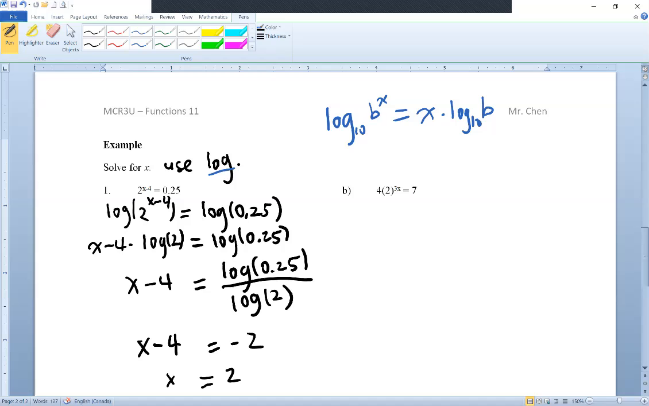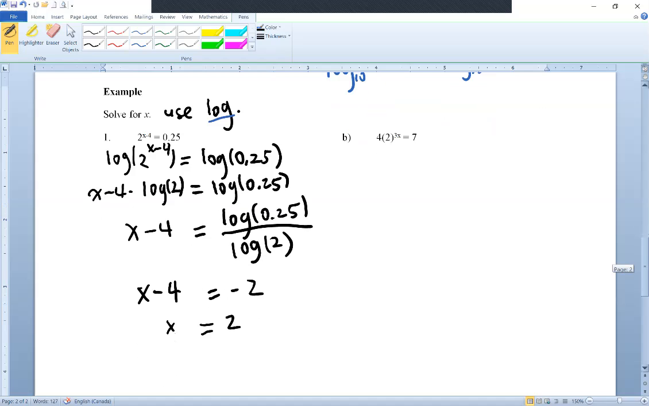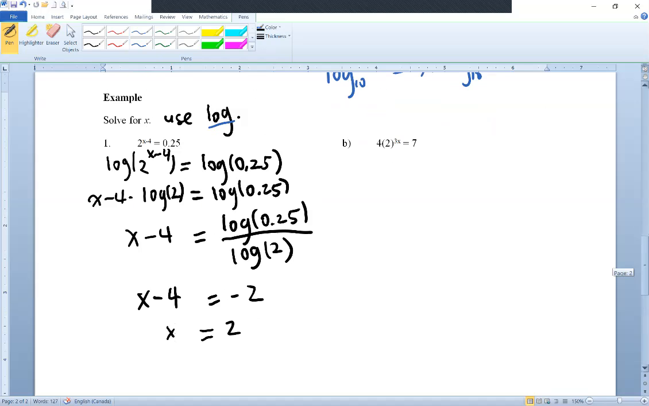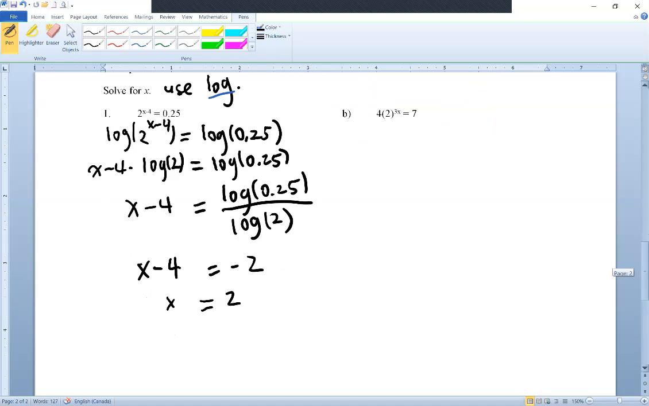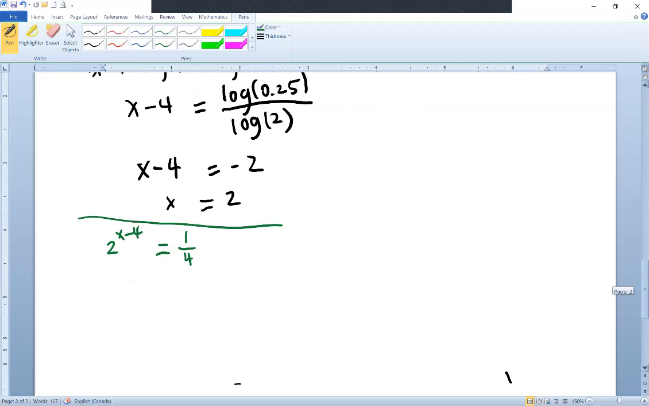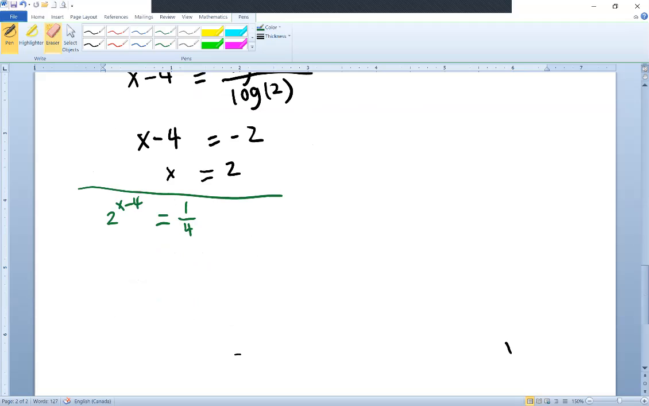Now I'm just going to scroll up before we do this second question. I wanted to show you that we could actually have done this problem without the logarithms. I'm going to show you in green how we could have done the same question, but without logs. So hopefully it's okay that I change that to a fraction. 0.25 is a quarter.